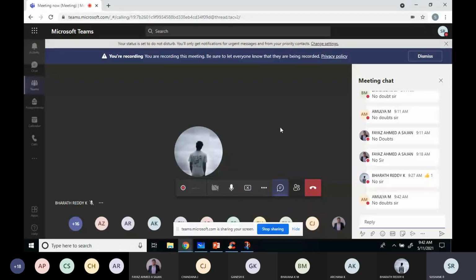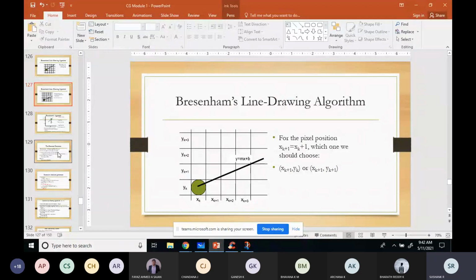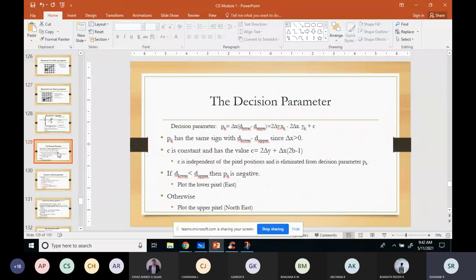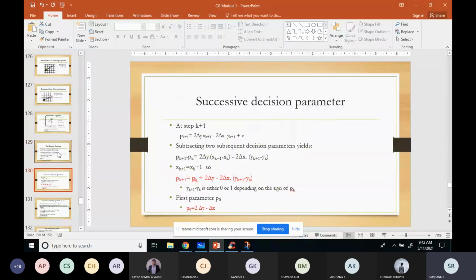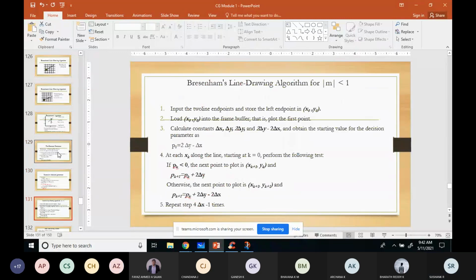So now this is regarding the equations. Based on these equations, we'll be considering the algorithm. A few assumptions I told. This algorithm will be considered for the value of m less than 1. We are taking m as less than 1.